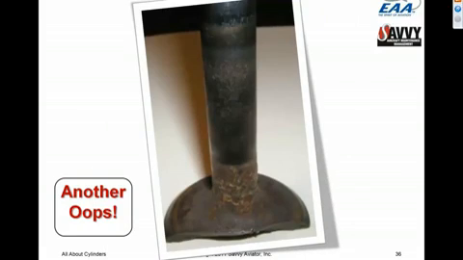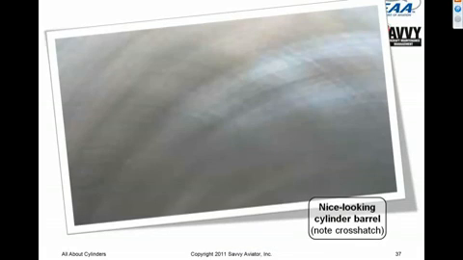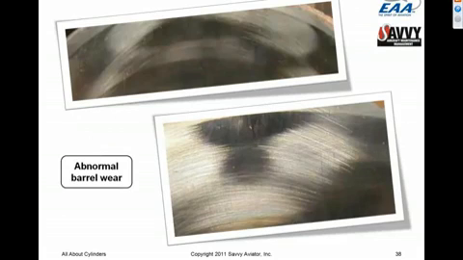Here's a fractured valve. This is a Lycoming valve. Basically almost half the valve got swallowed. Here's a borescope picture of a cylinder barrel that is basically almost brand new. You can see the nice crosshatch pattern on the cylinder walls from the honing. Nice looking cylinder barrel. Here are some barrels that don't look quite so good.